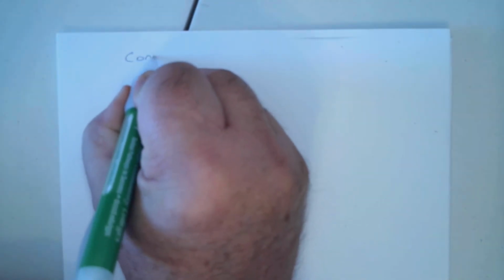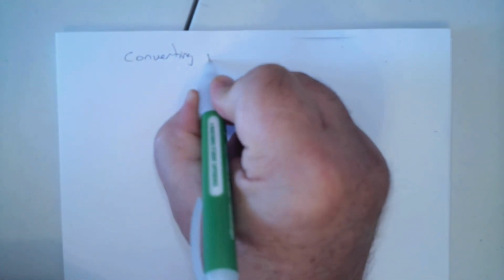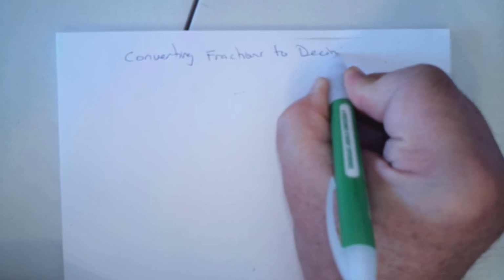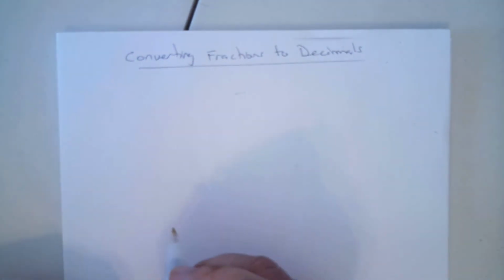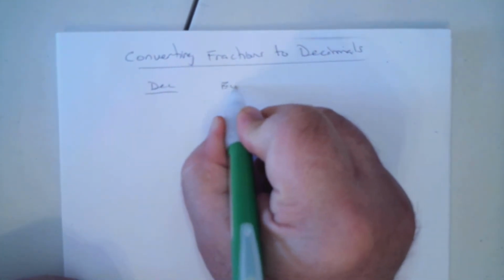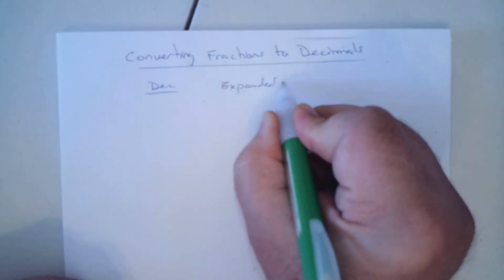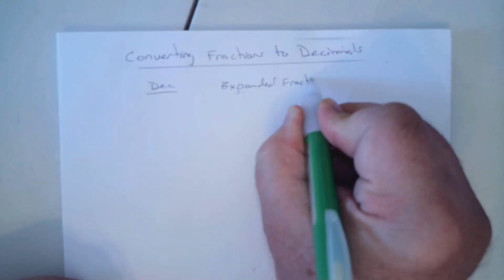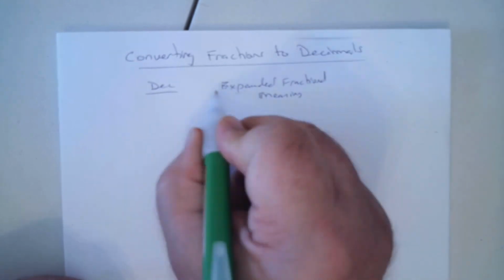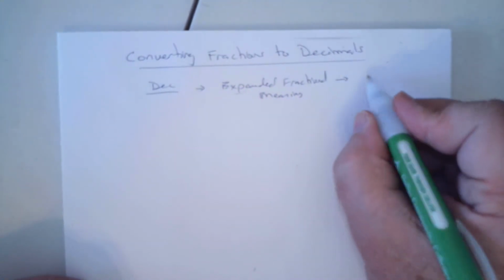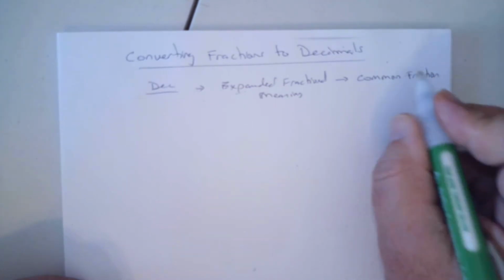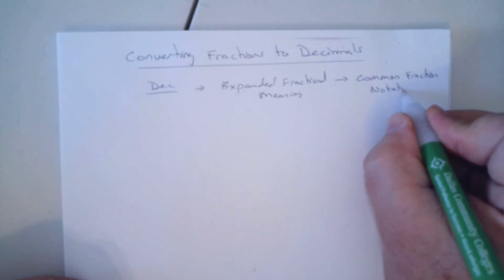Let's look at converting fractions to decimals. Here we have our decimals. The expanded fractional form, or what it means, and then the common fraction notation. That's what we use nowadays.